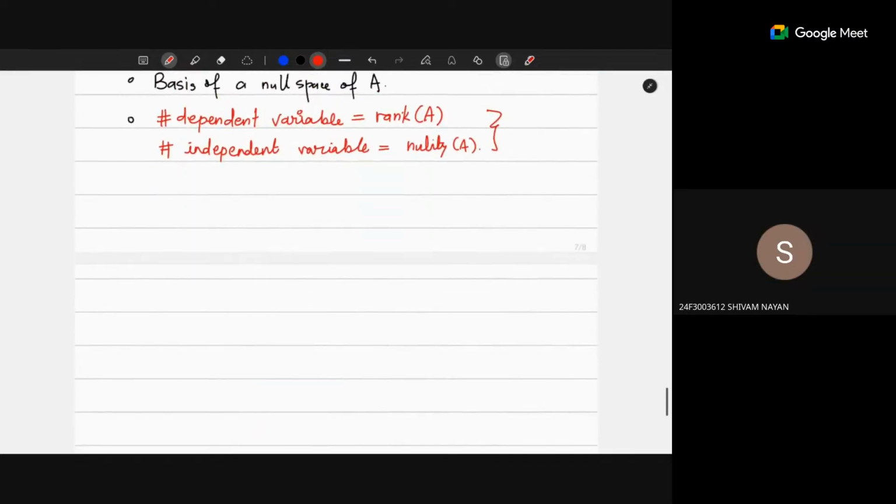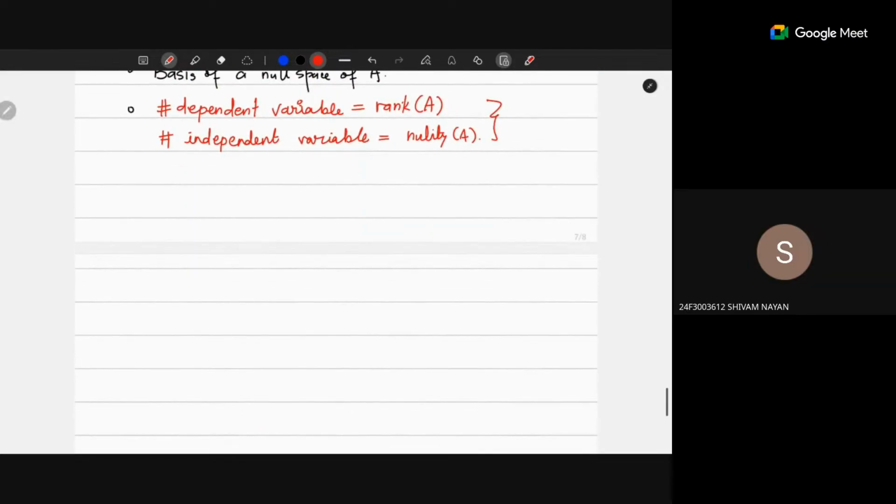So what we have seen: if you have a matrix, let's say A, which is 3, 2, 1, 5, 4, 2, this is a matrix of 2 cross 3 type.